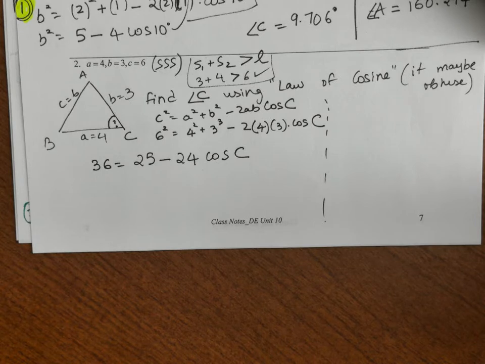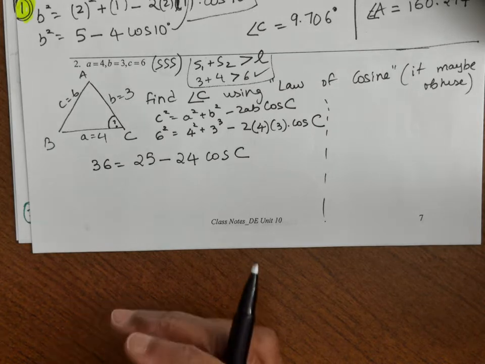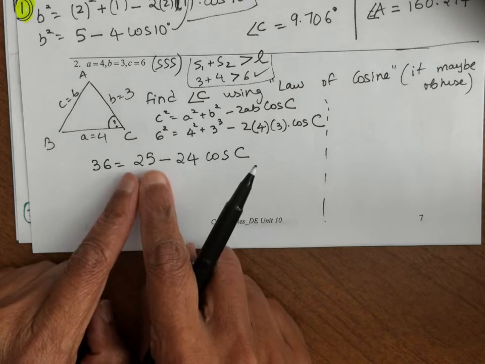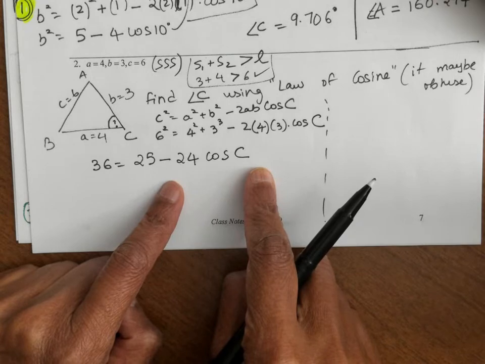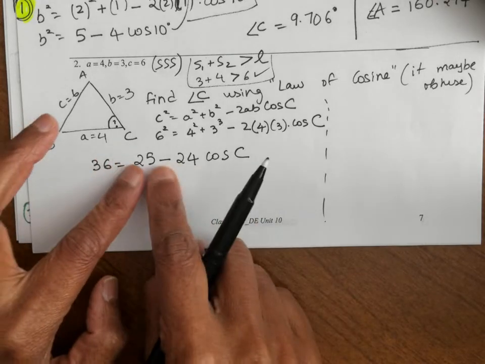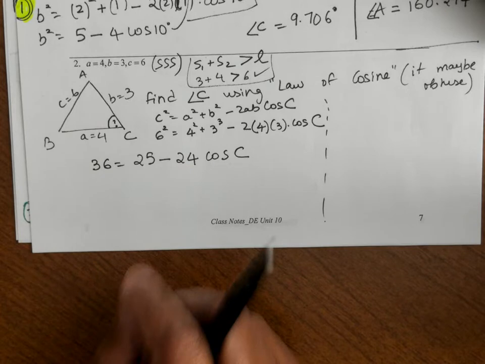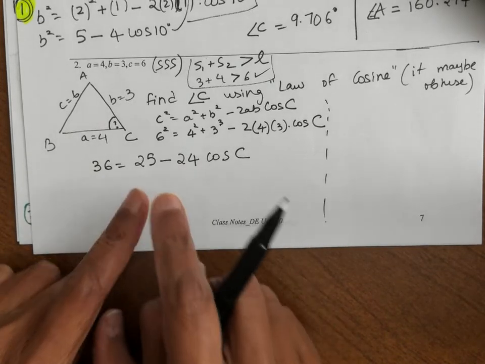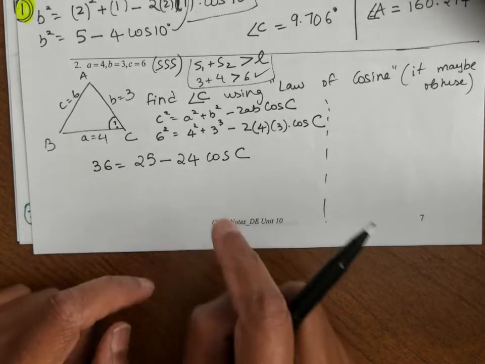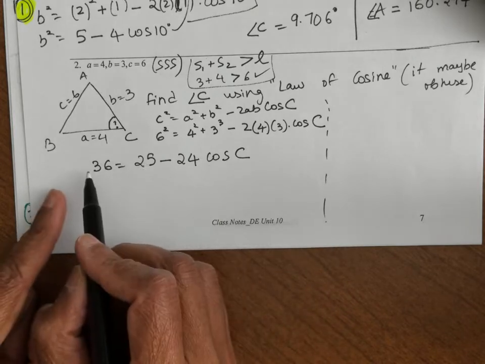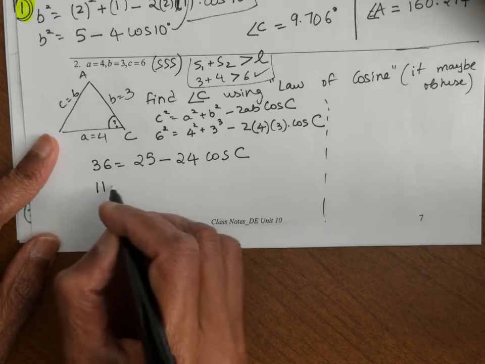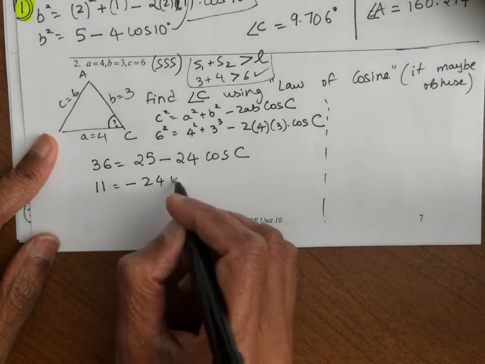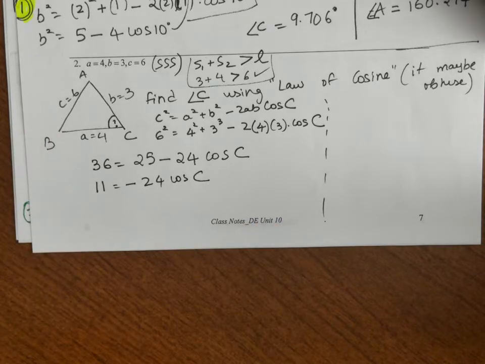Right? Okay. Now, how do I separate cosine C? So this is where I find a lot of students making this mistake. They subtract 25 from 24 and say this is 1 cosine C. 25 minus 24 is 1, but you cannot do that because they are not like terms. Remember, you cannot subtract and add unlike terms. So you can move the 25 over to this side. 36 minus 25, which is what, 11? Equals negative 24 cosine C. Is everybody clear? Am I clear as to why we can't do that? They are not like terms.